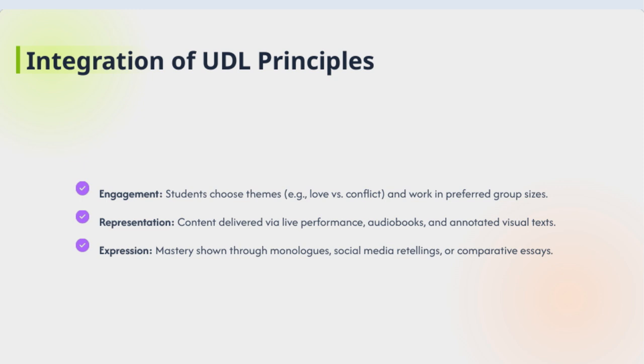When it comes to representation, content can be delivered through live performances, giving students the chance to physically embody their work. Audiobooks are another great way to engage auditory learners, making the content accessible in a different format. Annotated visual texts also help deepen understanding by combining imagery with detailed notes, making the material more engaging and easier to interpret. Engagement-wise, students are given the flexibility to choose themes that resonate with them, like love versus conflict, which makes their learning more meaningful.